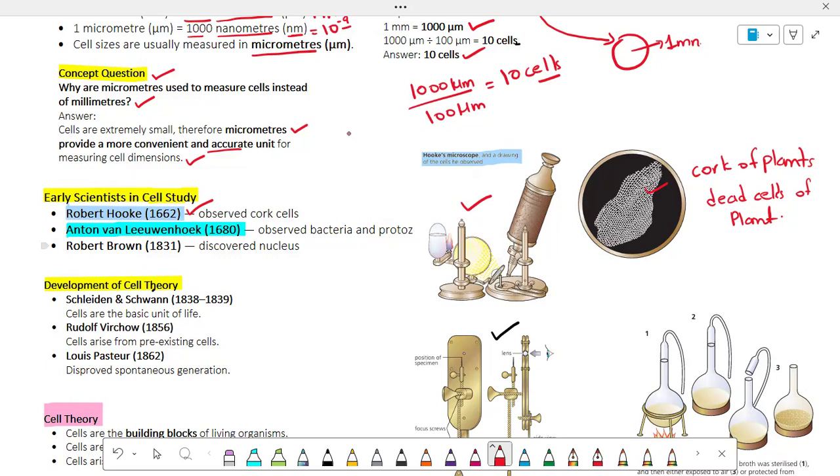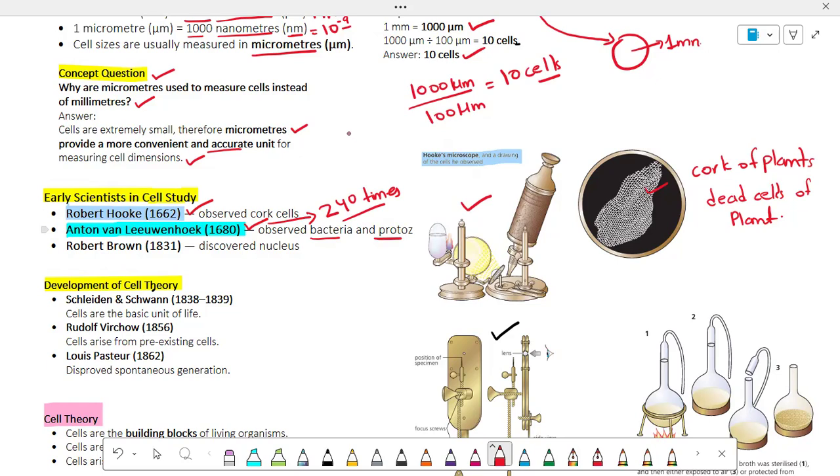The next scientist is Antony van Leeuwenhoek. He built a very powerful microscope, which could magnify objects 40 times. By using this microscope, he observed microorganisms like bacteria and protozoa, and different blood cells and sperm cells. It was a great achievement to observe microorganisms using a microscope.